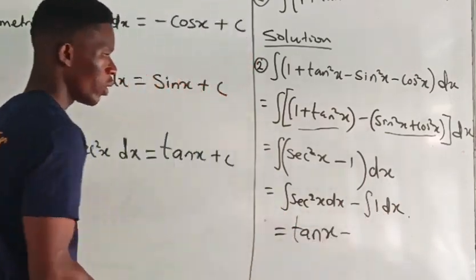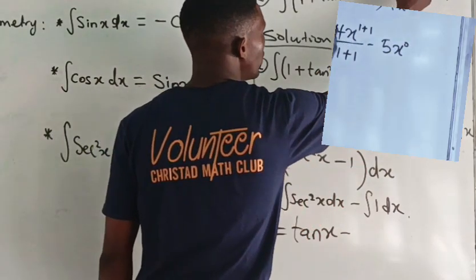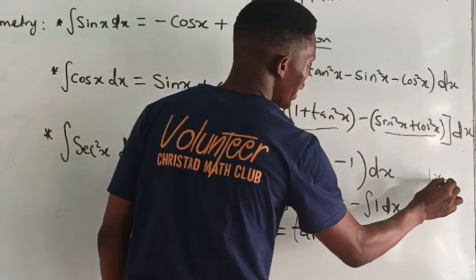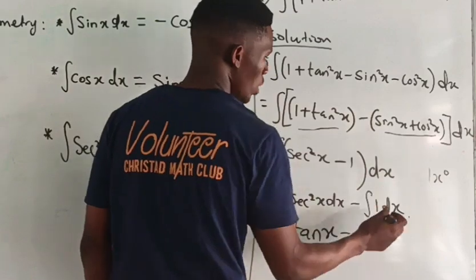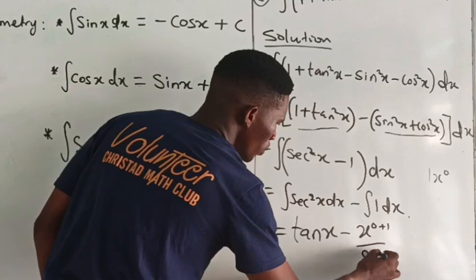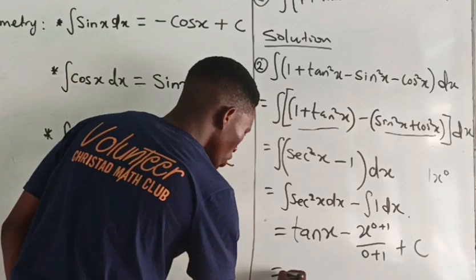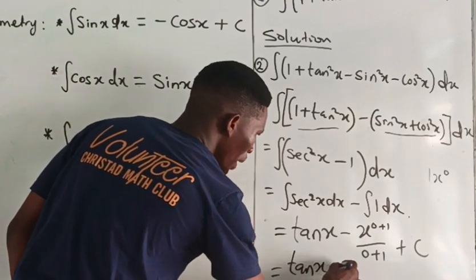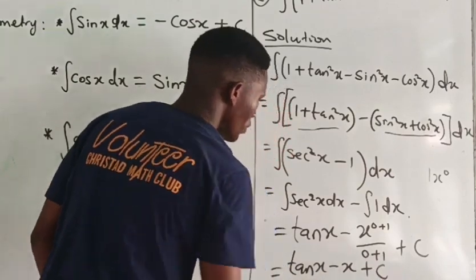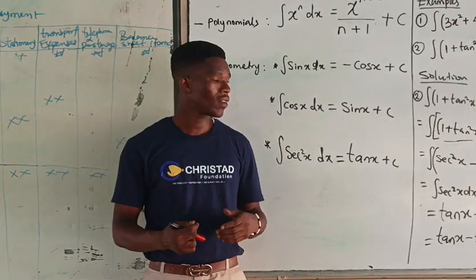Whenever we have a constant, just like when we had 5 here, remember what we did? All we needed to do was write 5x to the power 0. So now we have 1 here. So what we need to do is write 1x to the power 0, which is the same thing as x to the power 0. So that means here we have x raised to the power of 0 plus 1 all over 0 plus 1, then we add the arbitrary constant, right? Then let's just simplify all of this. Then we have tan x minus, this gives x, and we have the arbitrary constant c, and then we are done. So this is the integral of this.